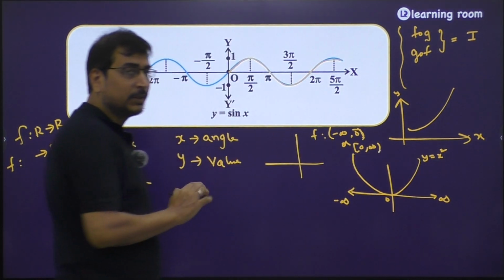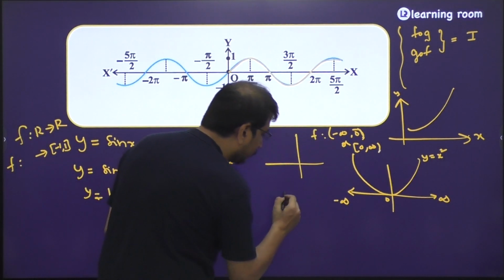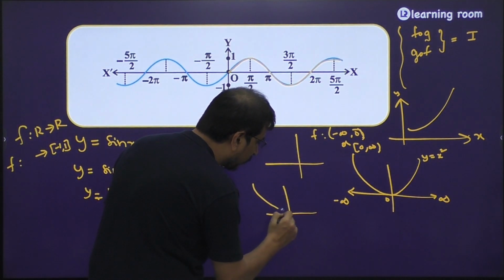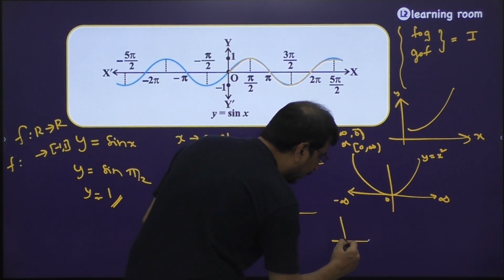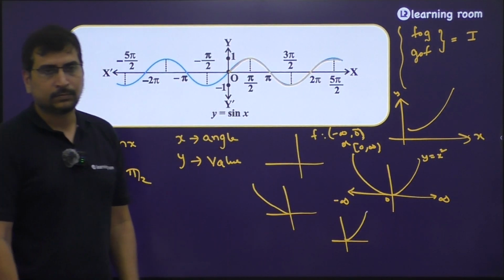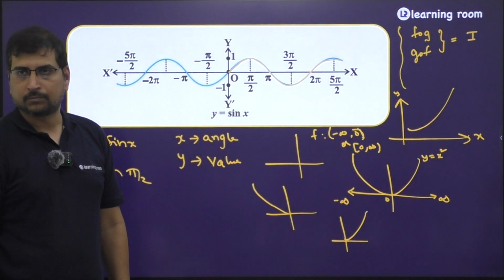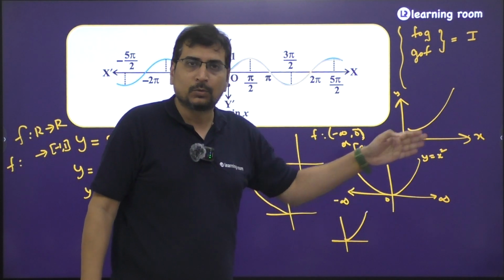If I create this kind of a restriction, how will the graph look? If I restrict from minus infinity to 0, I'll draw only this part. If I restrict to 0 to infinity, I'll draw only this part. Meaning, I'm breaking the same graph into two parts. Are you able to visualize what I'm saying? I'm breaking it into two parts so that each part is considered to be a 1-1 function in its own domain.